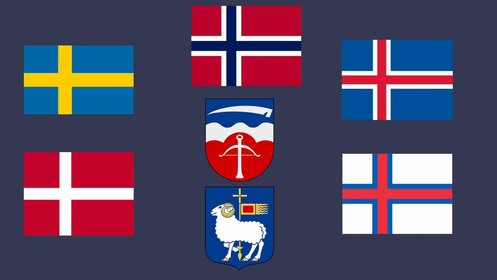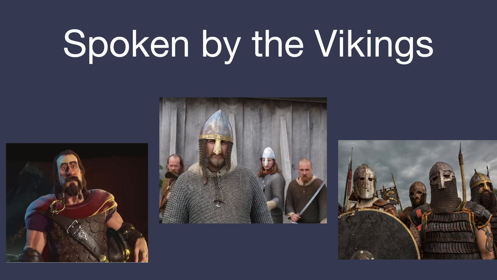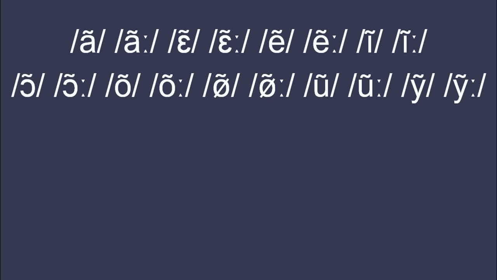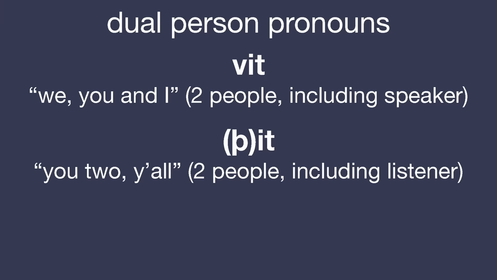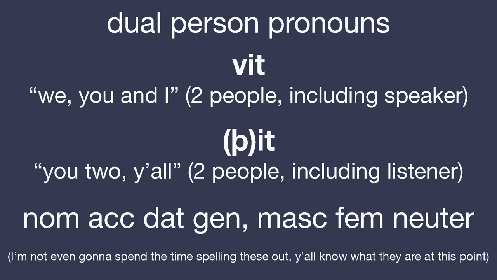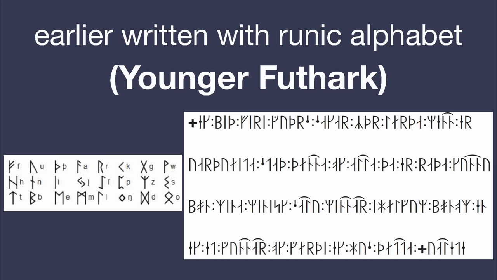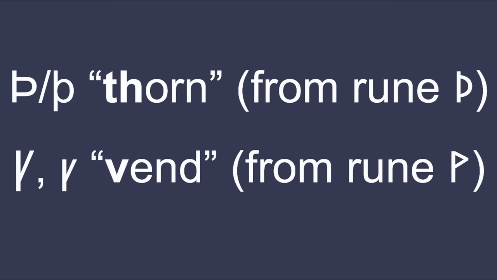To wrap up all the North Germanic languages, let's talk about their common ancestor, Old Norse. It was the language of the Vikings, spoken from about 600 to 1400 AD, before diverging into the Scandinavian languages, and of course retained plenty of features from Proto-Germanic. Among them are keeping nasal vowels, the dental fricatives, dual number pronouns, and the traditional three genders and four cases. While Old Norse was written in the Latin alphabet during its later years, before then it was written with the traditional runic alphabet, with a few letters even making it over to the Latin version.